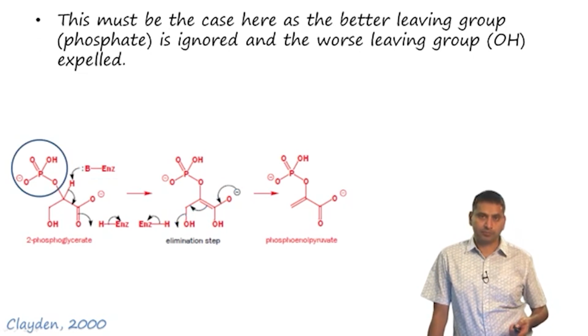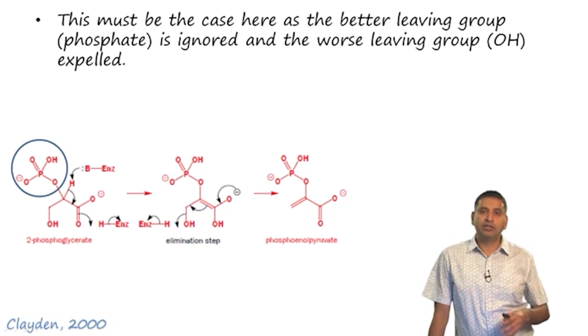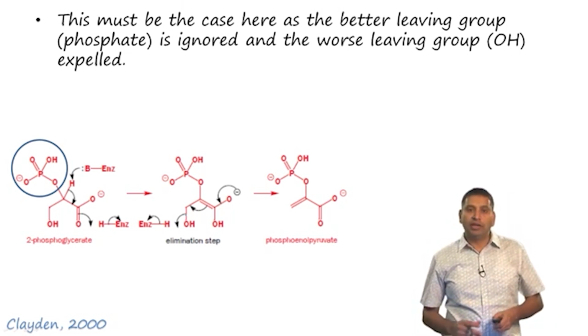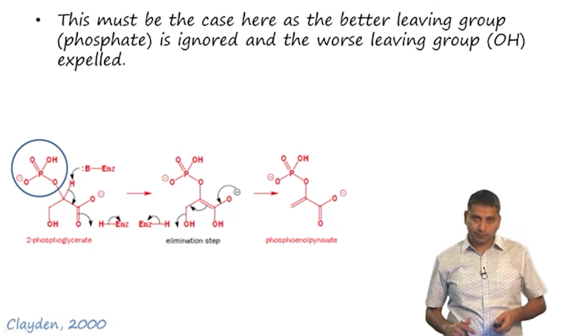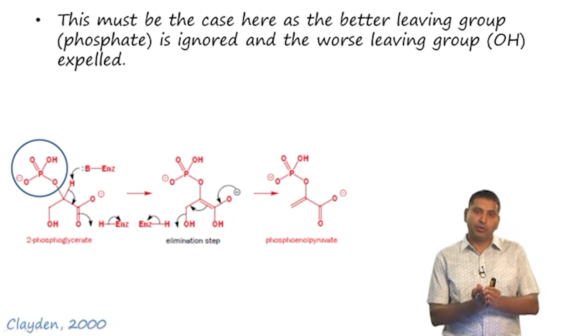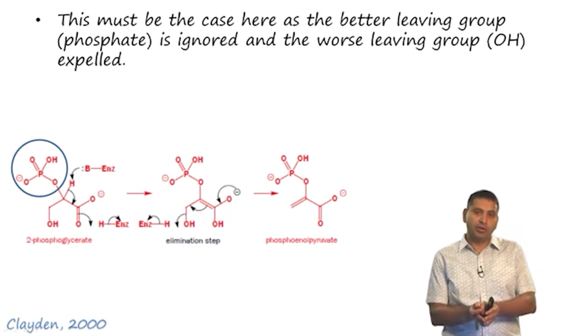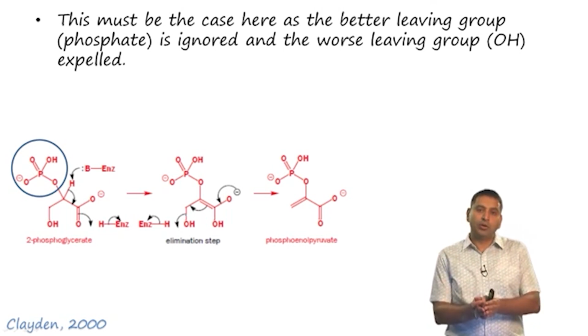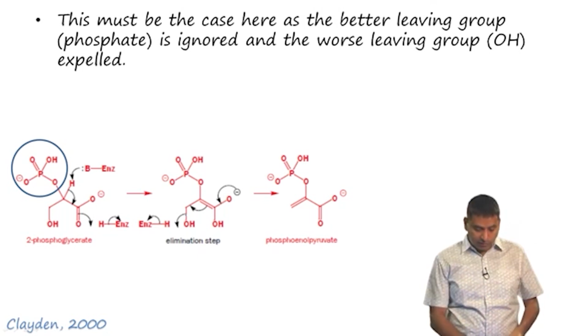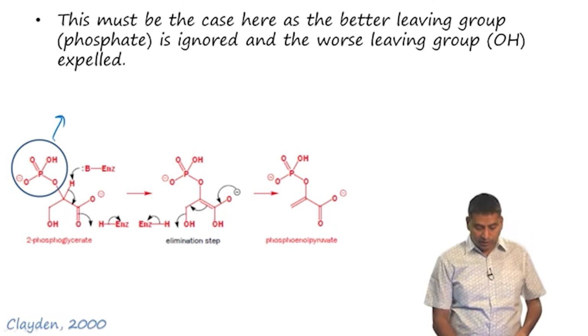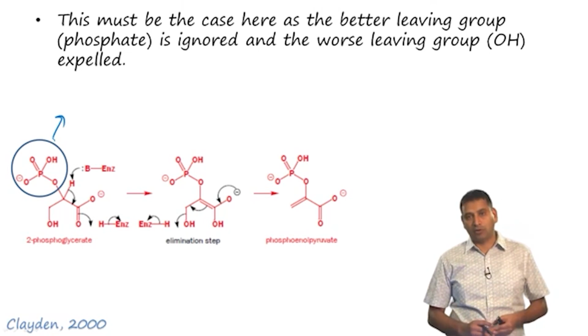So, this must be the case here, as the better leaving group, phosphate, is ignored, and the worst leaving group, hydroxide, is expelled. If we were to produce this substrate by another mechanism, then phosphate is actually the better leaving group, and because you are going through an E1CB mechanism, this elimination occurs in the following manner. Otherwise, what would happen is that this phosphate would be eliminated and you would end up with a different product.